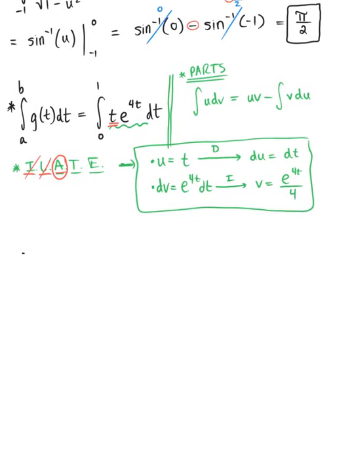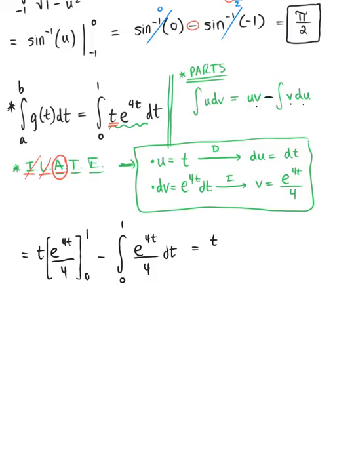So here we go. This will become, again, that's u times v minus the integral of v du. And plugging in what we have, t times the natural exponential raised to the 4t divided by 4, and we are evaluating this from 0 to 1, minus the integral from 0 to 1 of v du. So that is the natural exponential raised to the 4t by 4 dt. And we're excited because we see that this new definite integral is a general antiderivative. So I'm going to hold off on evaluating until the very end.